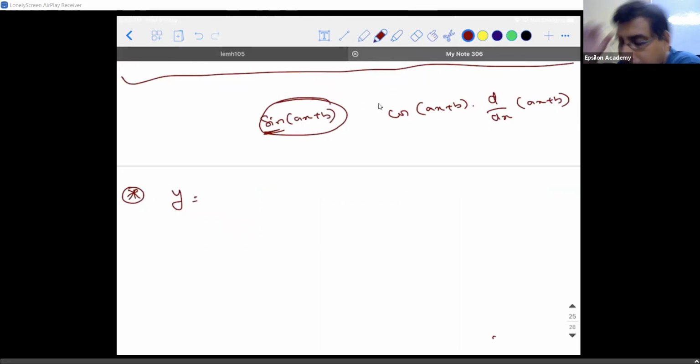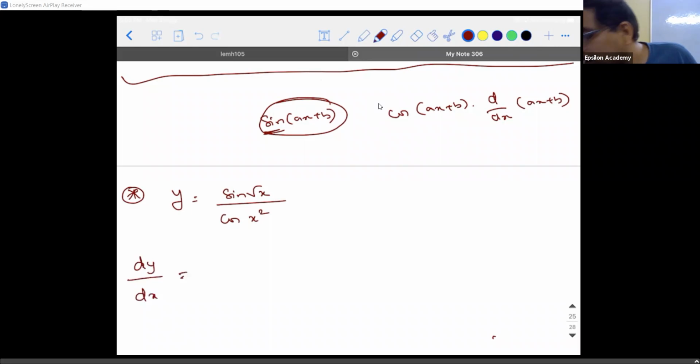Okay, guys, I want you all to concentrate. Y is equal to, let's make something a little complicated: sin of root x divided by cos of x square. Find the value of dy by dx. Who can try telling me the steps? Who wants to try? Let me know.